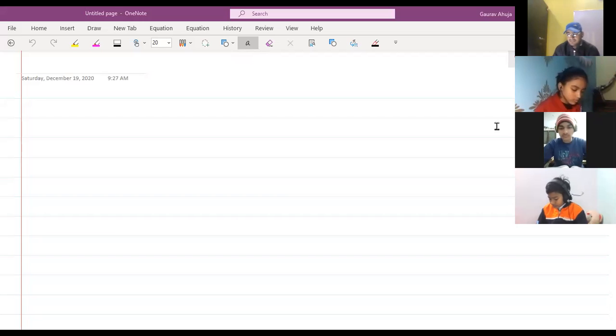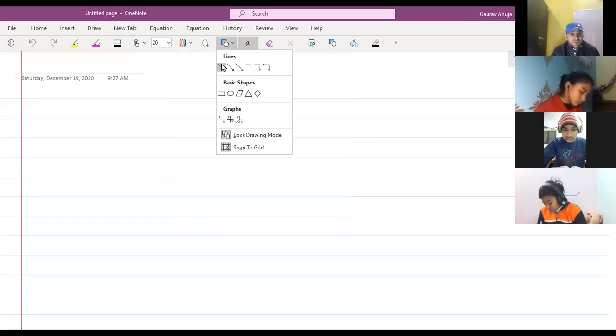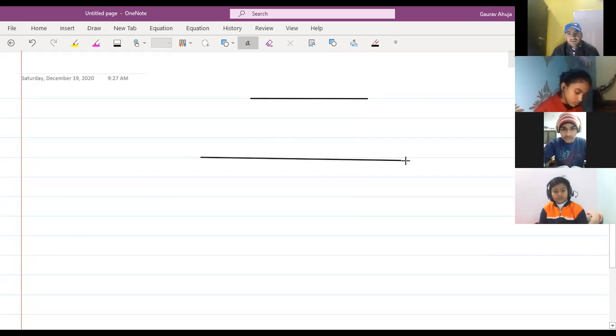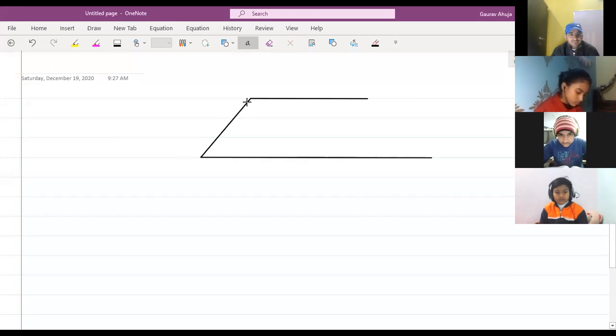What is a trapezium? Students, in previous classes, even in class 5, we have studied polygons. And we are in class 8, so we should know the concept of polygon. Still, I am just explaining what is a trapezium. A trapezium is a quadrilateral in which one pair of opposite sides are parallel.